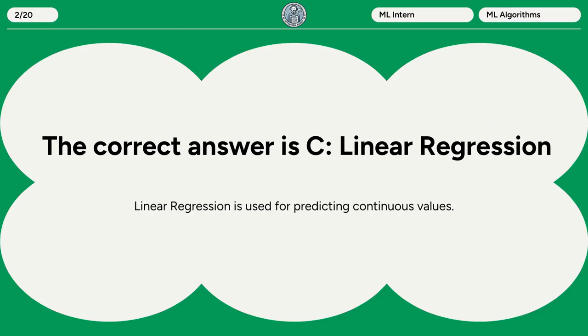The correct answer is C. Linear regression. Linear regression is used for predicting continuous values.